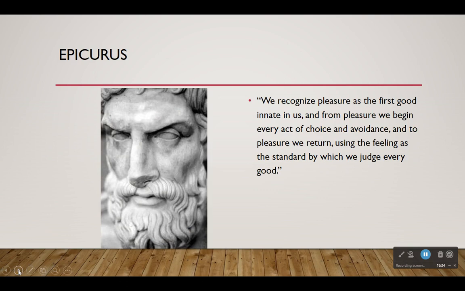Epicurus put the point this way by saying, "We recognize pleasure as the first good innate in us. And from pleasure we begin every act of choice and avoidance. And to pleasure we return, using the feeling as the standard by which we judge every good." So the Epicureans believed, hedonists generally believe, that every particular good thing is good because in one way or another it tends to promote pleasure, tends to conduce to happiness, and that's why we call it good, because as Epicurus says here, the desire for pleasure is innate in us.